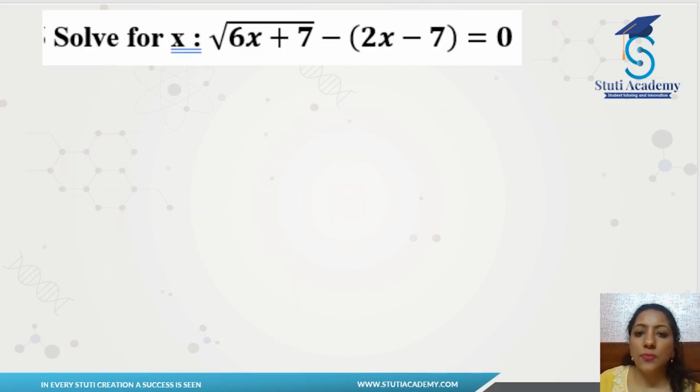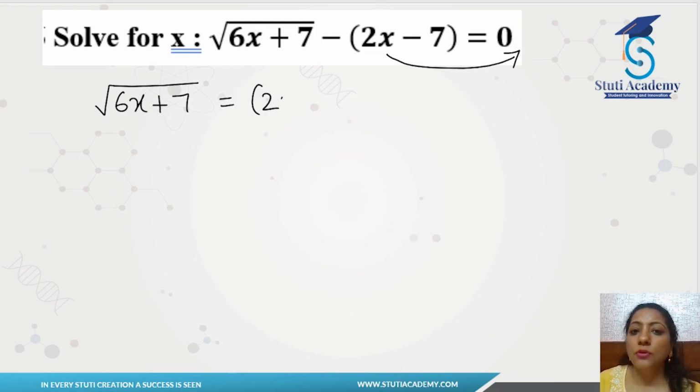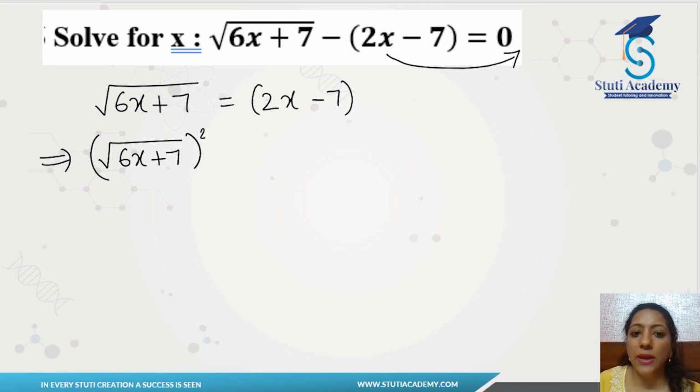So this is similar to the previous one. We have square root of 6x plus 7 minus 2x minus 7 is equal to 0. We are going to keep the square root on this side and we'll take this on the right hand side. So if we take this on the right hand side, the sign will get reversed. It's minus here. We are going to make it plus now. So it's square root of 6x plus 7 is equal to 2x minus 7. Now, in order to get rid of the square root sign, we'll square both the sides. So, we'll get square root of 6x plus 7 whole square is equal to 2x minus 7 whole square.